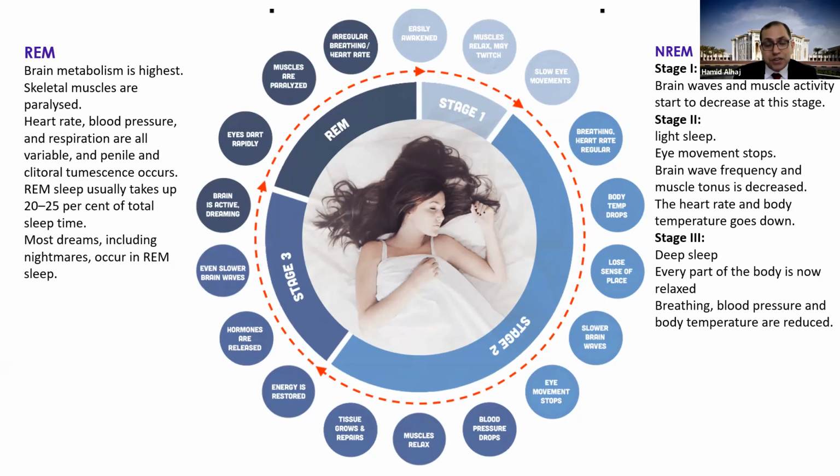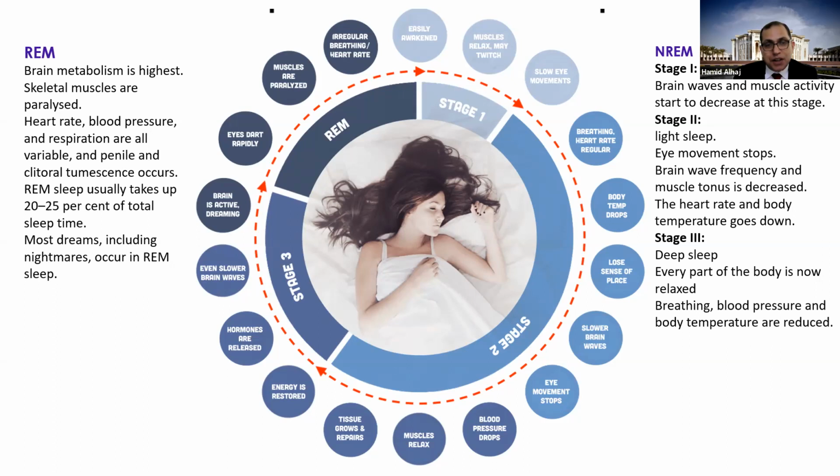After that, we move to stage 3, where we really get the deep sleep, the proper sleep, the sleep that will get us refreshed the next day in the morning, and make us feel ready to do whatever we need to do. In this stage 3, the breathing, blood pressure, and temperature are all reduced, and the body is completely relaxed. If we do an EEG, which detects the waves of the brain, we will see slowing of those waves to what we call delta waves.